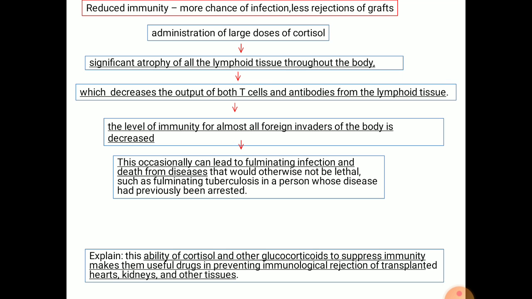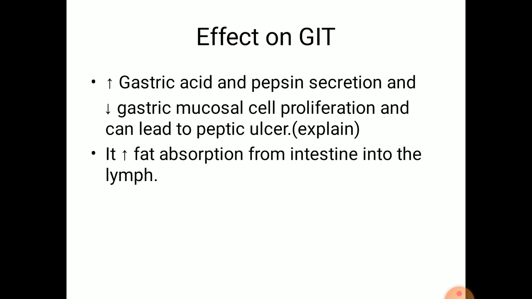This ability of cortisol and other glucocorticoids to suppress immunity makes them useful drugs in preventing the immunological rejection of transplanted heart, kidney and other tissues. Now, the effect on the GIT. It causes increased gastric acid and pepsin secretion and decreases gastric mucosal cell proliferation, and can lead to peptic ulcers. Also, it increases fat absorption from the intestine into the lymph.